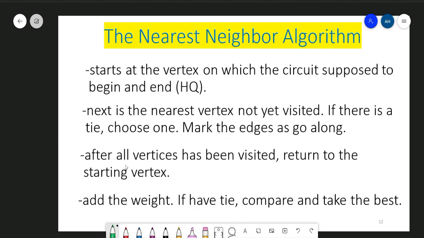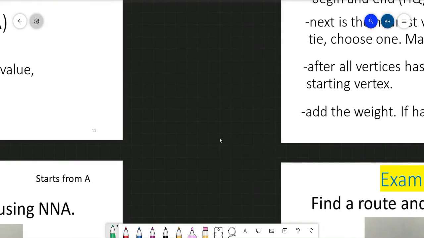Number three, after all vertices have been visited, we have to return to the starting vertex. That is, after we finish visiting all these different destinations, we have to come back to the headquarters, to the point where we start the journey. And then at the end, we have to add the weight. If you have a tie, compare and take the best result.